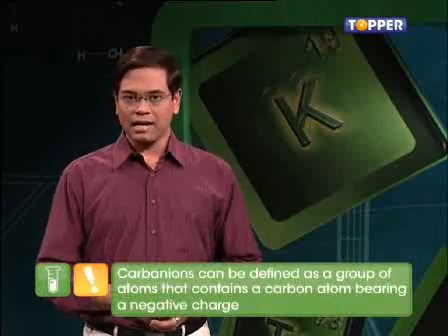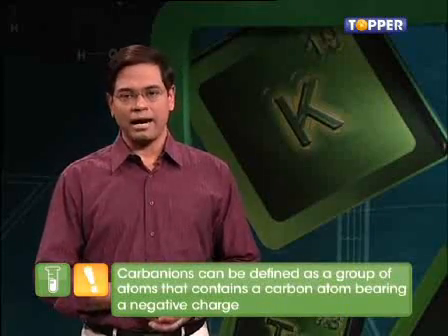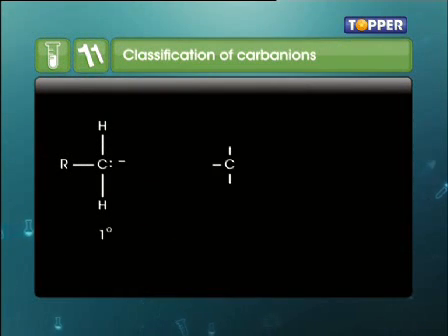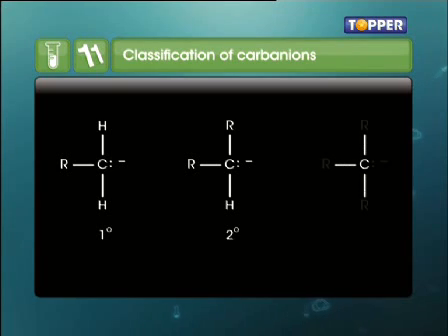But what happens if during heterolytic cleavage the species formed contains a carbon atom possessing a negative charge? Well, such species are called carbanions. Carbanions may be defined as a group of atoms that contain a carbon atom bearing a negative charge. Like carbocations, carbanions are also classified as primary, secondary and tertiary depending on whether 1, 2 or 3 carbon atoms are attached to the carbon bearing negative charge.